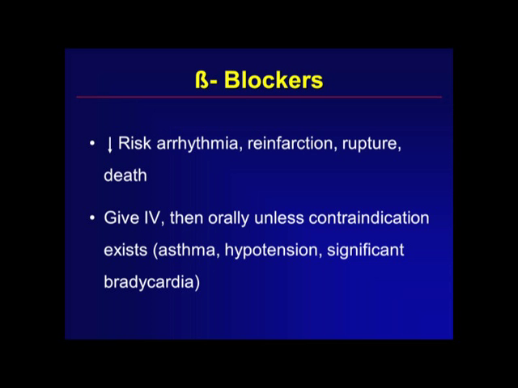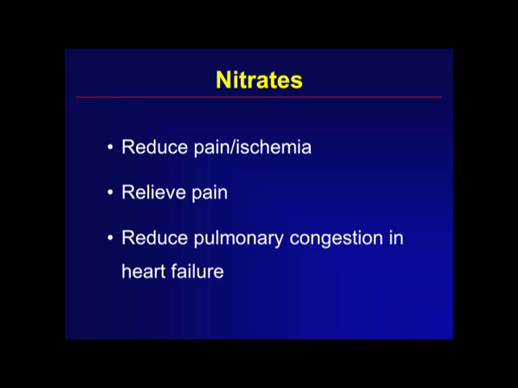Beta blockers. They reduce the risk of arrhythmia, reinfarction, and rupture. You give them IV in the ER and then typically orally. But I mentioned the contraindications, right? Low blood pressure, significant bradycardia. They're actively asthmatic. You can make that worse. Or if they're in failure, if they have rales halfway up their chest, beware. Don't give them a beta blocker. You can put them into worse failure. Nitrates only for ischemia. They do relieve pain. If they're having congestion, it may help their symptoms of heart failure by reducing right heart return.